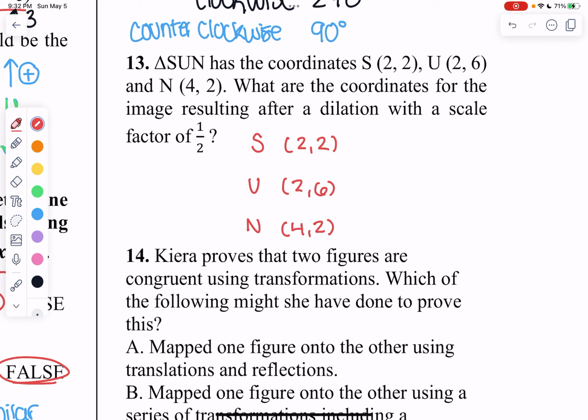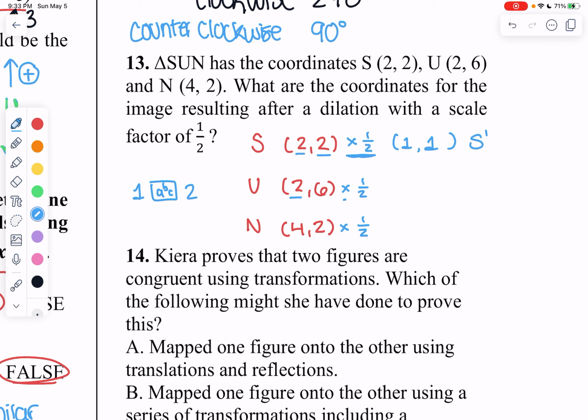All right, my factor of 1/2 is what I am multiplying by, times 1/2, times 1/2, times 1/2. I'm not going to break out my calculator, but just a reminder, to type in 1/2 to my calculator, I would use this ABC button, 1 ABC 2. So what is 2 times 1/2? That is 1. 2 times 1/2, 1. S prime is 1, 1.